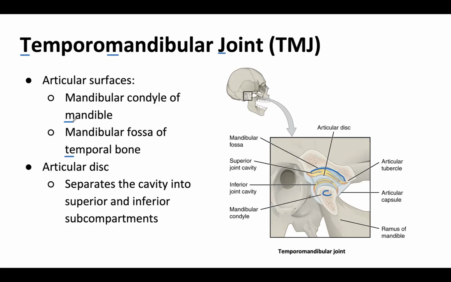And these are enclosed in the synovial joint capsule, like you have with all synovial joints. But there is something different about the TMJ that is actually within the synovial cavity. So you have an accessory structure in there called the articular disc. And this is a fibrocartilaginous disc. Not all synovial joints have them, but the TMJ does. And it separates the synovial cavity into a superior subcompartment and an inferior subcompartment. And that allows for different types of movements to occur.